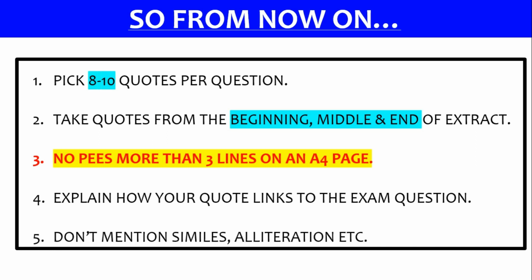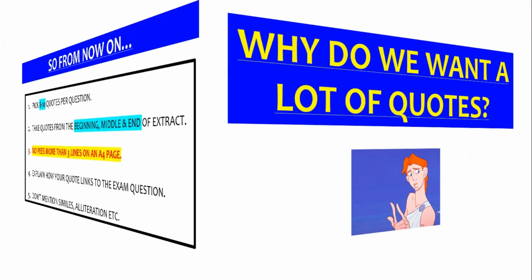And don't mention the writer. Again, this is just my opinion, so your teachers might want you to do this, but my theory is that to get a grade 5 or grade 6, you don't really need to do it. You just need to look at the words and say why they've been used.